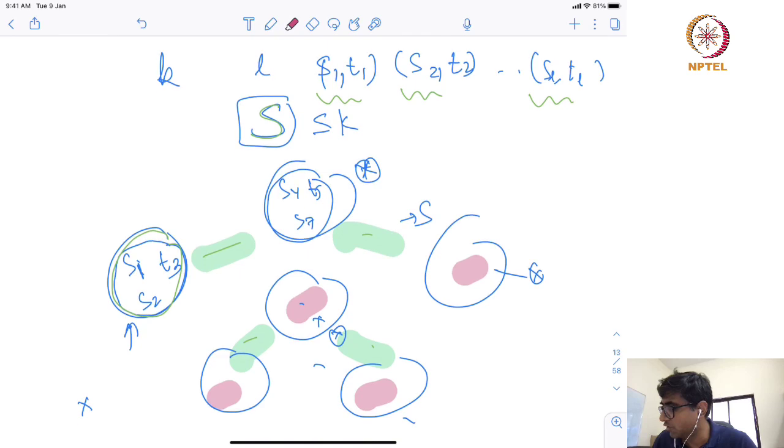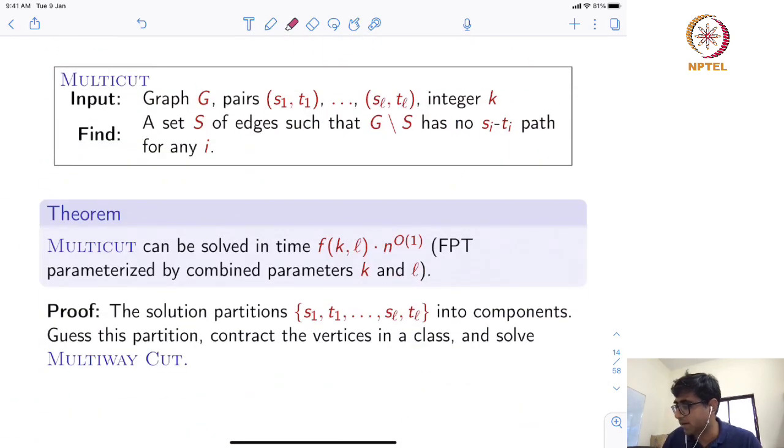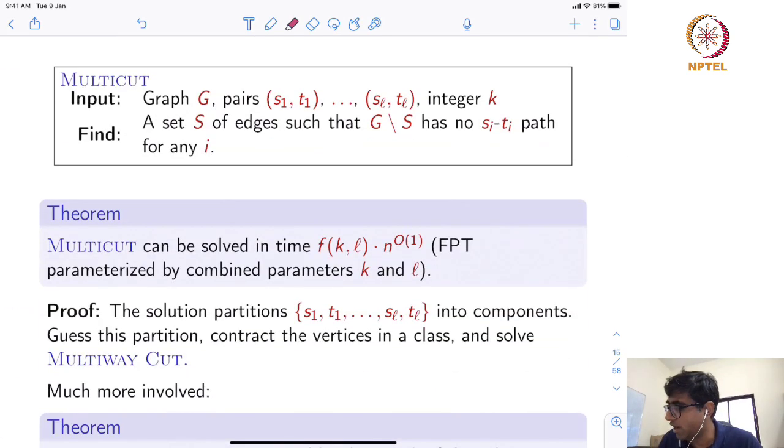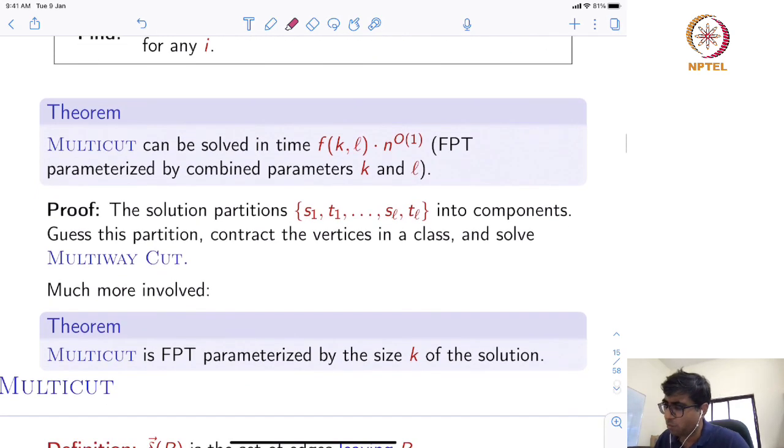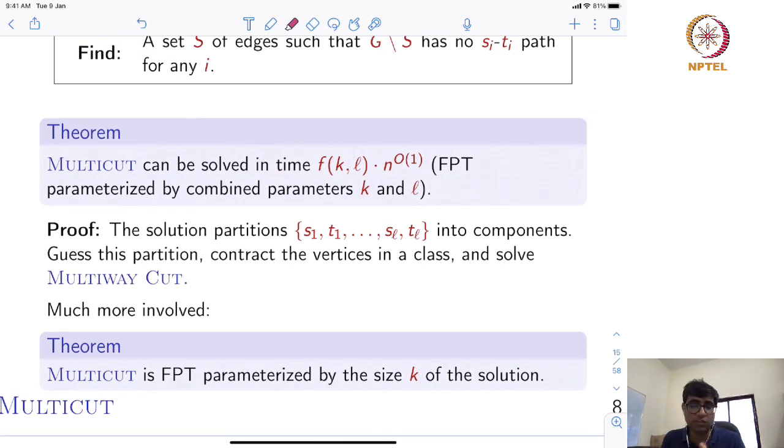So what is the natural question to study then? This is just a one line proof for whatever we have been talking about. The natural question is: what about parameterizing by just k? Well, multi-cut is FPT parameterized by the size k of the solution, but unfortunately that requires much more tools and techniques than just important cuts, and hence we will not be covering this in this course. But I must mention that it also uses the idea of important cuts very crucially, along with much more advanced tools.